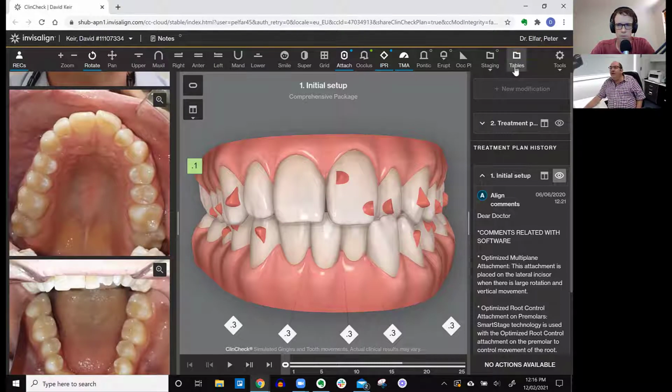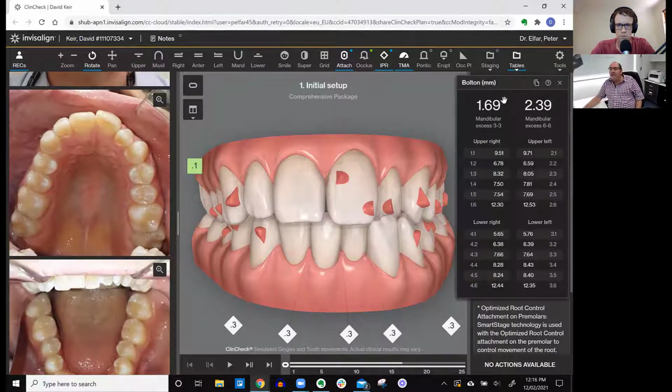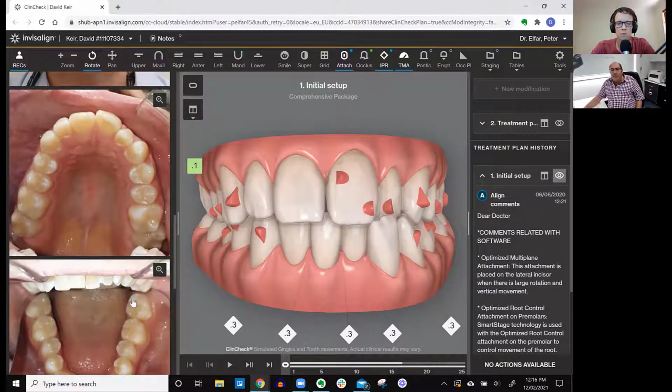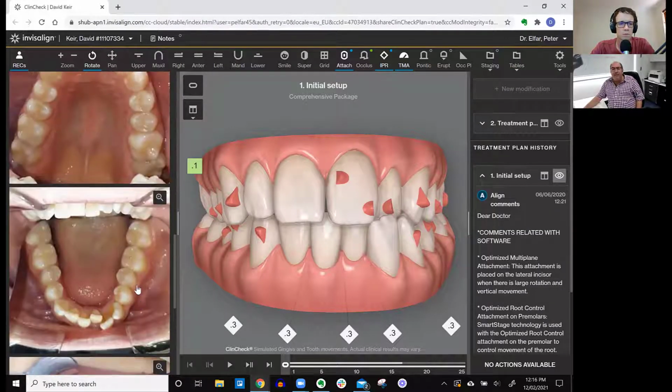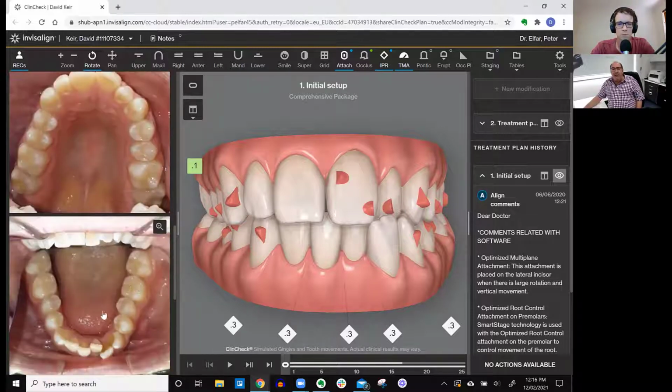And with Invisalign, you can actually have a look at your Bolton analysis, and it says here you've got a mandibular excess of 1.69 millimeters. Now, when I look at that clinically, as a clinical guide, your lower lateral incisors should be about the same width as your upper laterals. If you were looking at a patient in the mouth and you didn't have models and measurements, you would look at the width of your mandibular laterals, and they should be about the same width as your upper laterals. And if they're not, you've probably got a Bolton discrepancy.